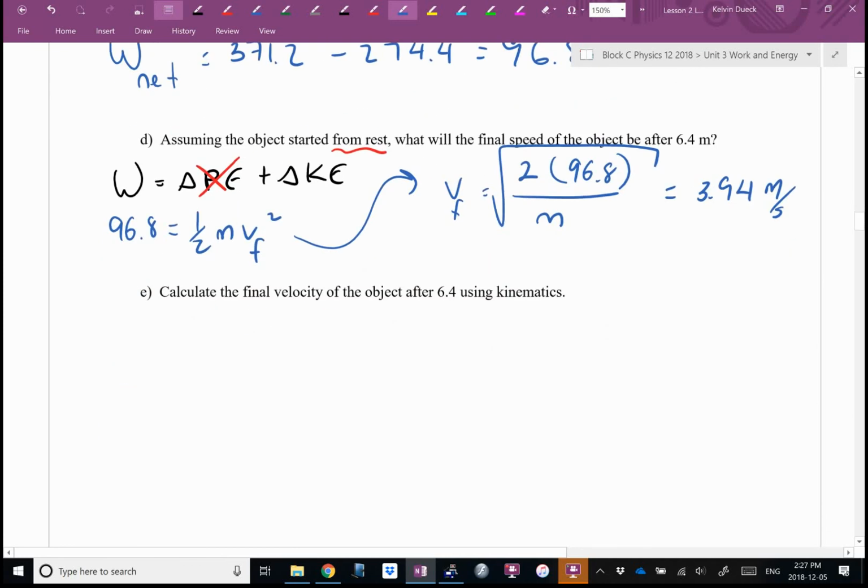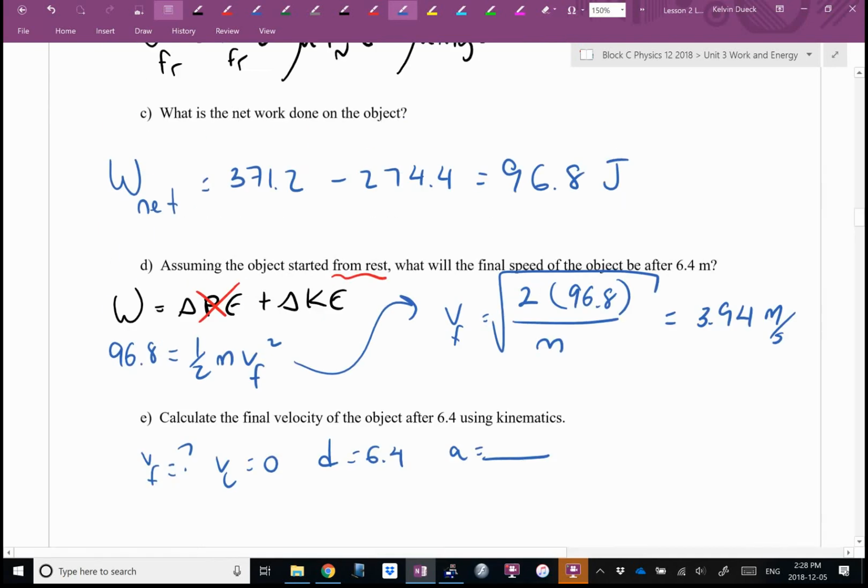We could have done this without energy. We could have done this using kinematics. Don't write this down. I'm just going to walk you through it. We would have said VF equals question mark, VI is 0, D equals 6.4. We probably would have said, I need A. How do I find A? This is a job for a free body diagram. Who's winning? F applied. Who's losing? Friction. Equals what? MA. We could find A, and we could find VF, and we would get exactly the same answer, which confirms that the physics that we're doing works.